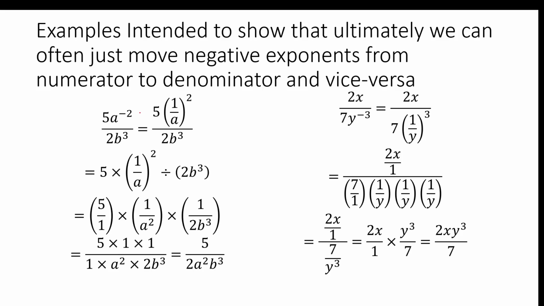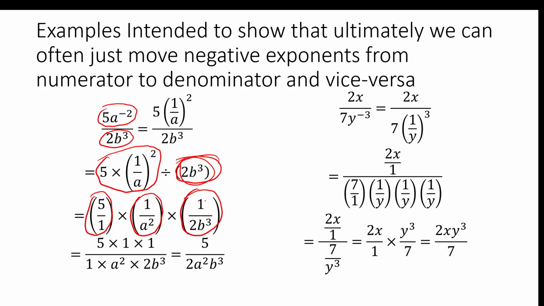Well, I'll just show you here. If we had 5a to the negative 2 over 2b cubed, that would be like saying 5 times 1 over a quantity squared divided by 2b cubed. Well, that would be like saying 5 over 1 times 1 over a squared. And this 2b cubed, since we're dividing by 2b cubed, it's like saying we're multiplying by 1 over 2b cubed. And so up top, we would ultimately have a 5, and down below, we'd have a 2a squared b cubed.